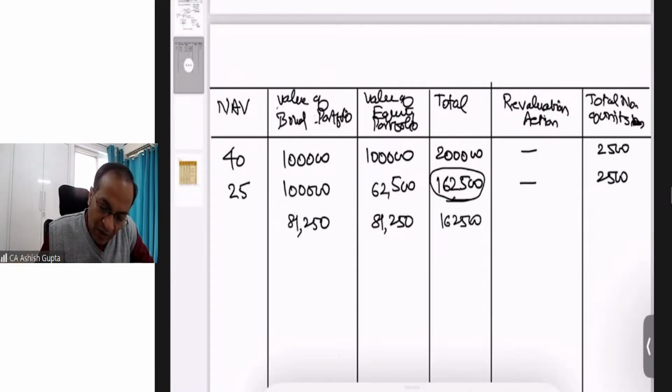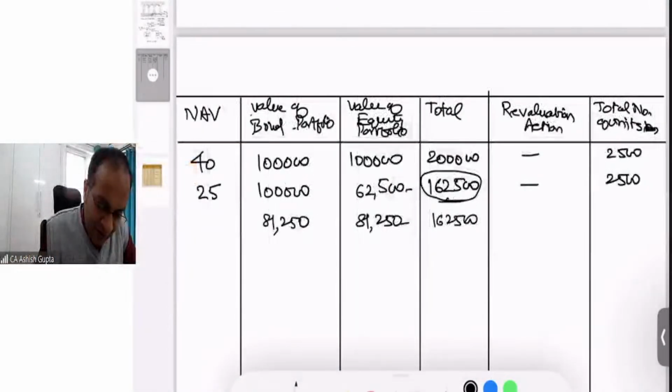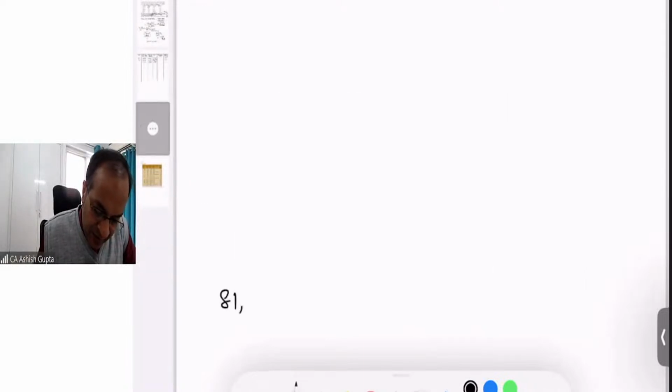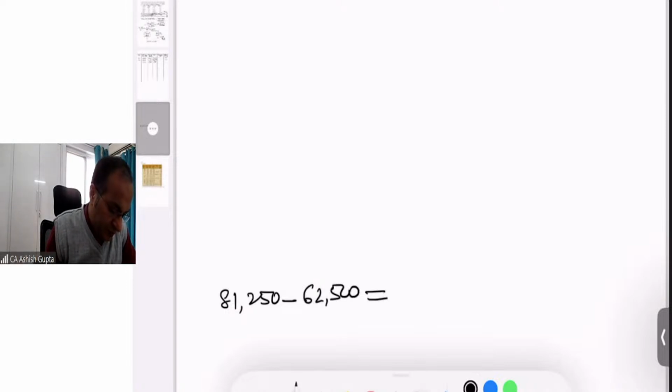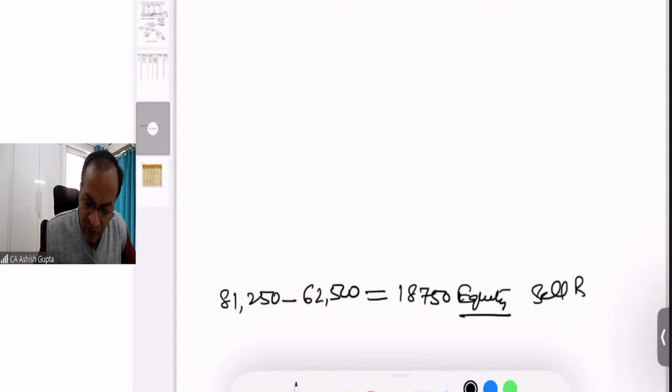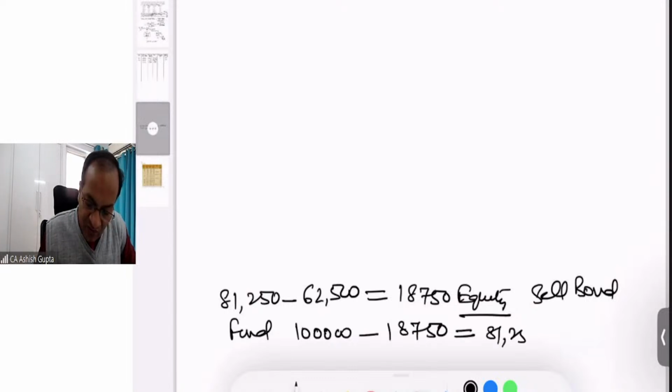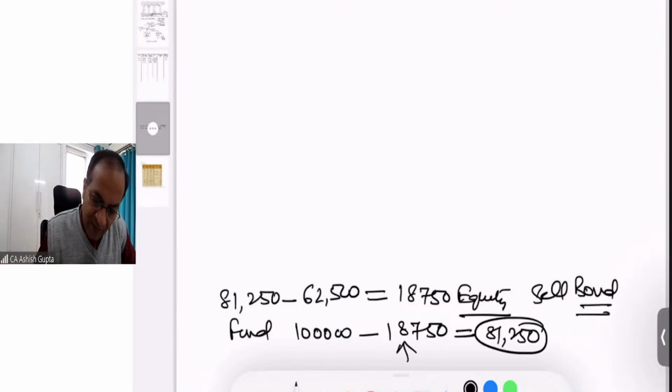Now our required amount is 81,250, however we are holding only 62,500. So we need to buy units. First of all, 81,250 we need, and we are holding only 62,500, so this much of additional amount is required in equity. So we sell bond fund: bond fund is 1 lakh, minus 18,750, so the balance left is 81,250. This amount will come from the bond fund.